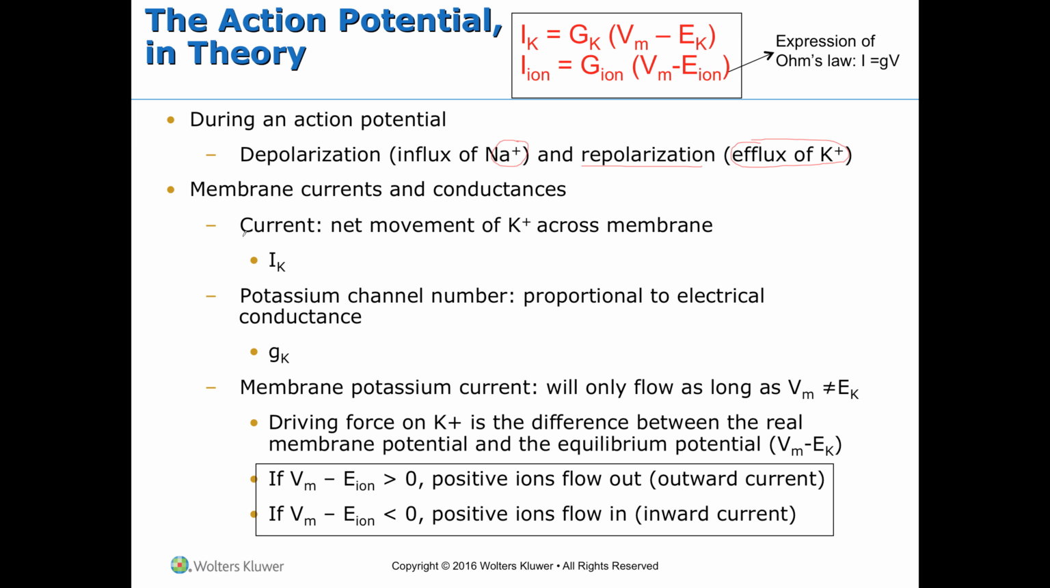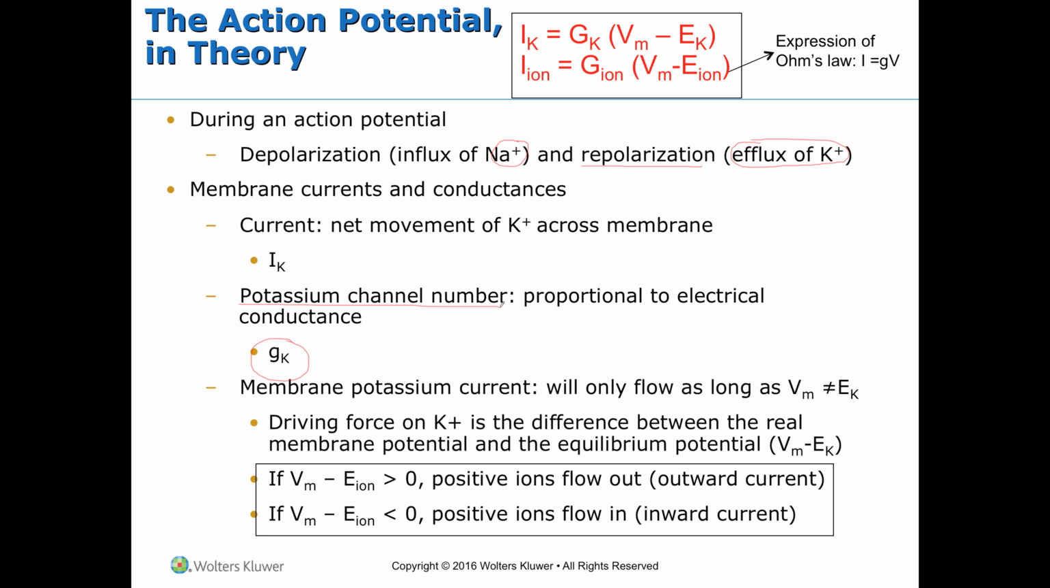So the current of a given ion is the net movement of that ion across membranes. So in this case, we're looking at the current of potassium. If we're wanting to look at I sub K, this is potassium current, the movement of potassium ions across the membrane. This is going to be equal to the conductance of potassium multiplied by the membrane potential minus the equilibrium potential. So conductance is G. This is proportional to electrical conductance, and this is going to be the presence of potassium channels.